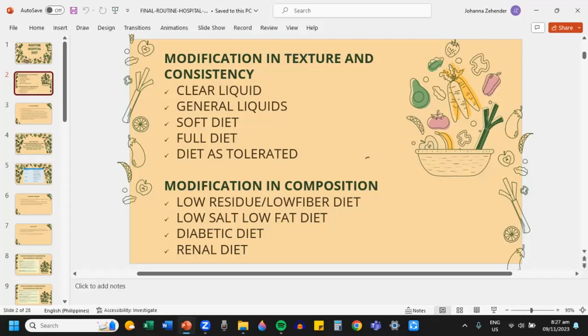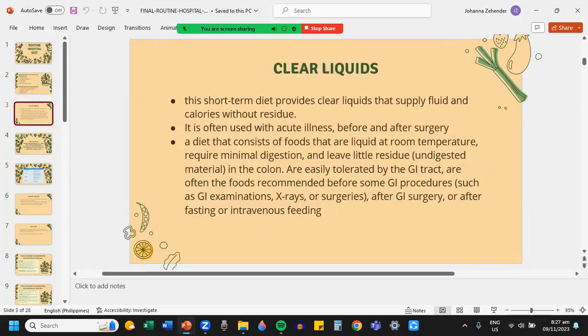So bawal sila sa increased intake of sodium as well as proteins. Okay, so you really have to be particular sa food items that you'll be giving them.